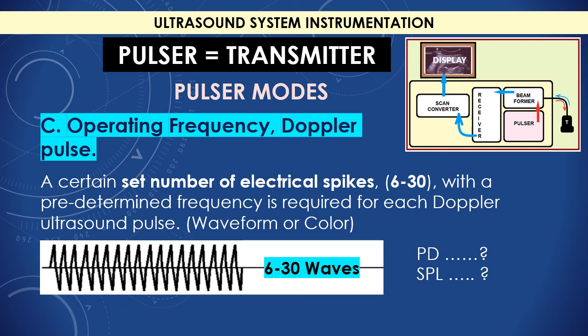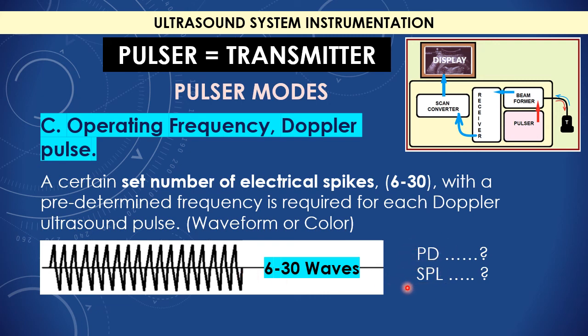So how is this done? The machine or the pulsar sends a number of electric voltages or spikes that are delivered to the transducer to initiate the Doppler pulse. The Doppler pulse here again is made of 6 to 30 cycles. So according to this, pulse duration is increased, SPL is increased. Here I have almost 12 cycles, probably, in this pulse. So I will get pulse duration increased.